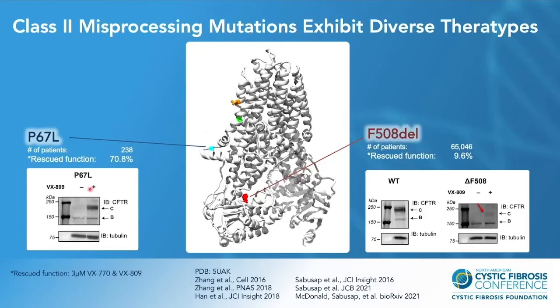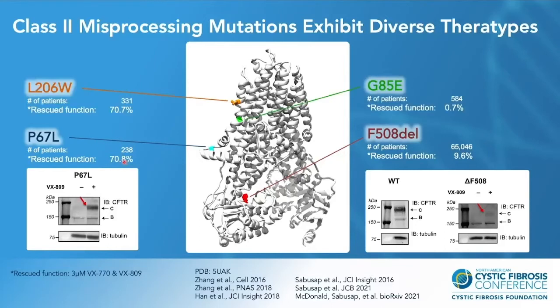When treated with VX809, mature CFTR levels of P67L are almost fully restored to wild-type levels. And importantly, the divergent theratype between 508del and P67L is also reflected in electrophysiology measurements, where channel function is restored by only about 10% compared to 70% for P67L.